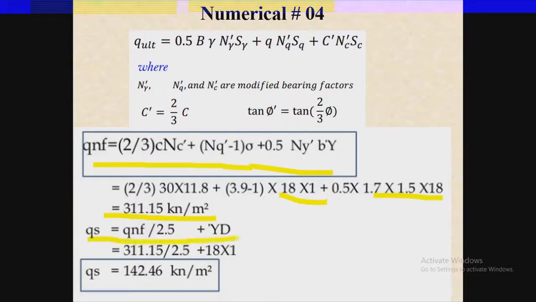Converting this into the gross safe bearing capacity, we will use the safety factor over here as 2.5 against the shear failure, and we will add the effect of overburden pressure. So solving this equation, we will find the gross safe bearing capacity is equal to 142.46 kilonewton per meter square.